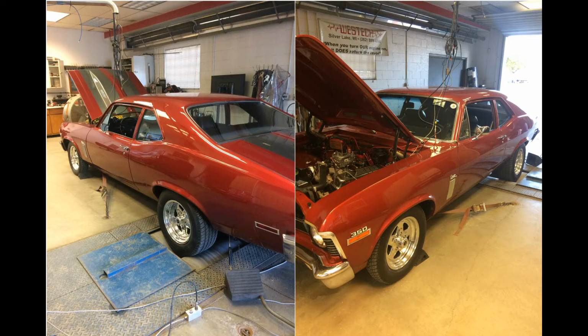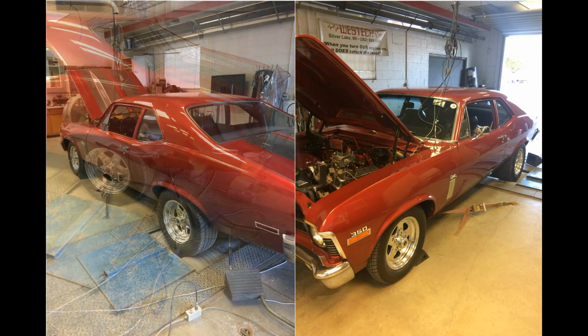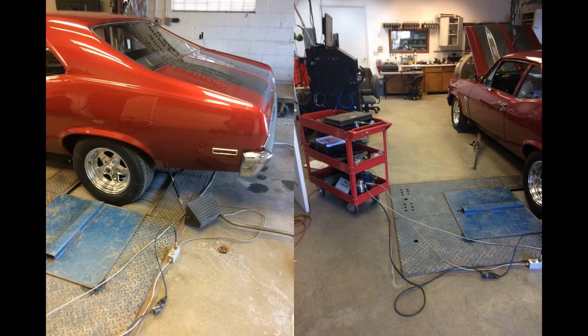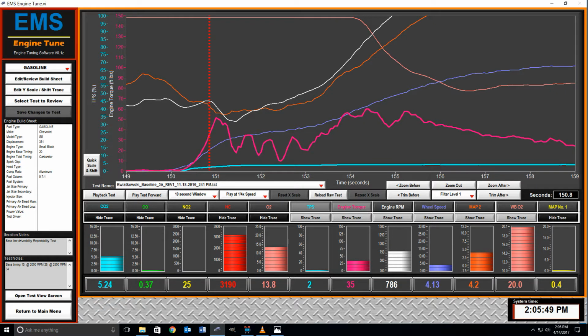Diagnostics is no more than taking a group of symptoms that we already know about the Nova and putting them with our graphing software on the dyno and then identifying the components that may be giving us the issue.